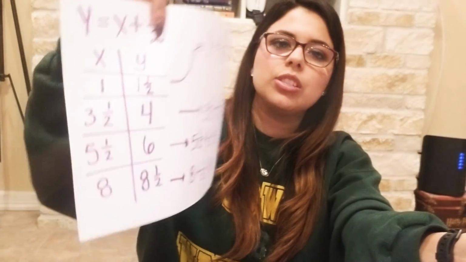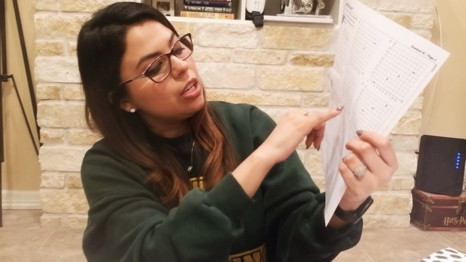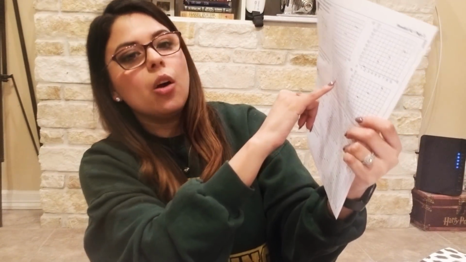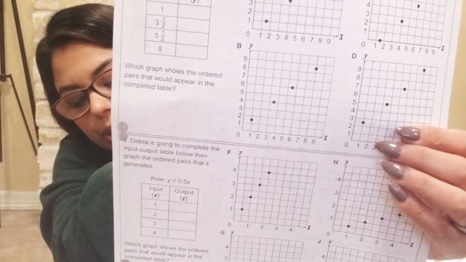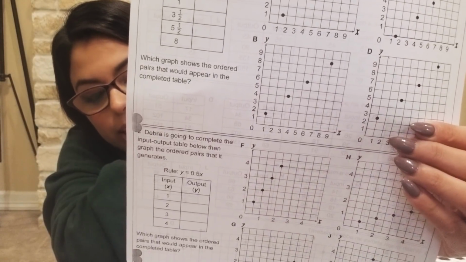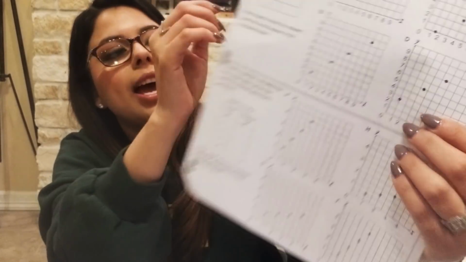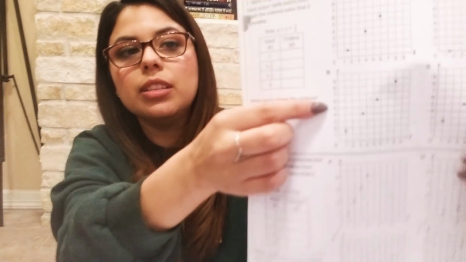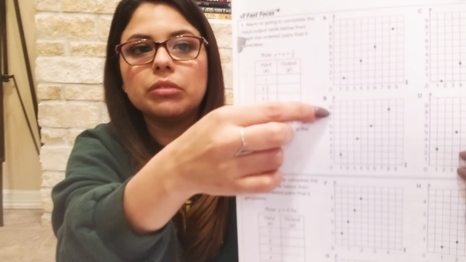Okay. So my next ordered pair after 1, 1.5 is 3.5, 4. So I'm going to look over here on B. Did they go in 3.5? Yes. Did they go up 4? Yes, they did. Okay. Then I'm going to check the third one. Did they go in 5.5, up 6? Yes. And then in 8, up 8.5. And yes, they did. So that tells me that on this one, B is the correct answer.